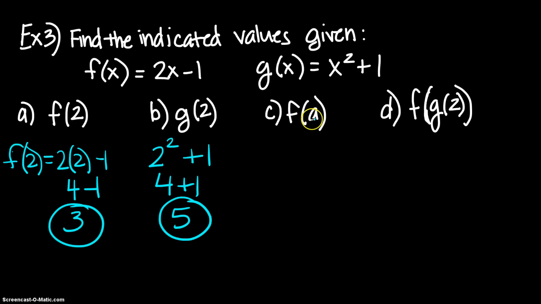f of a. Now that's weird. Okay, that's not a number, but that's nothing we can't do. That means I'm going to replace x with a. So this one's even easier than the other ones. So 2a minus 1. Nothing else I can do there.